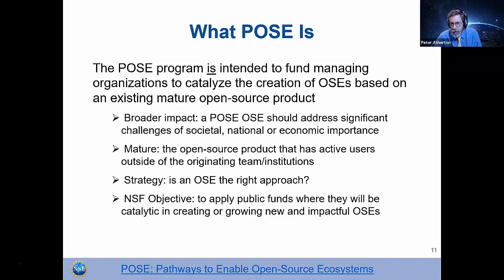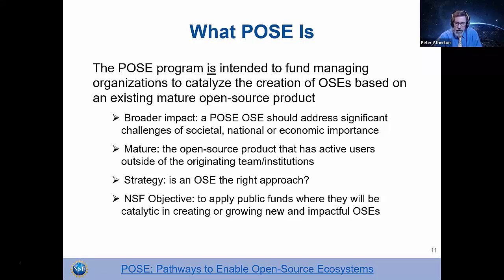First is broader impact. So a POSE open source ecosystem, as I said right back at the start in the vision statement, should address significant challenges of societal, national, or economic importance. The POSE open source ecosystem should also be based, as I mentioned just above here, on a mature open source product. So what do we mean by mature? We mean an open source product that has active users outside of the originating team or the originating institutions. So the fact that it has active users outside of the originating team indicates that other people actually are interested in using this open source product. So that's a positive sign for building an open source ecosystem.